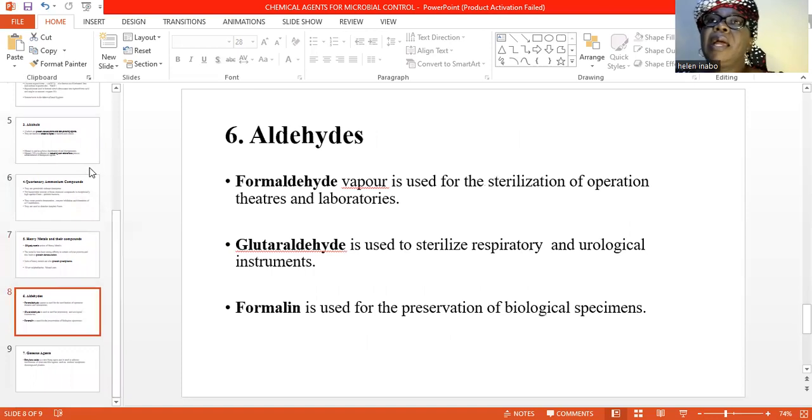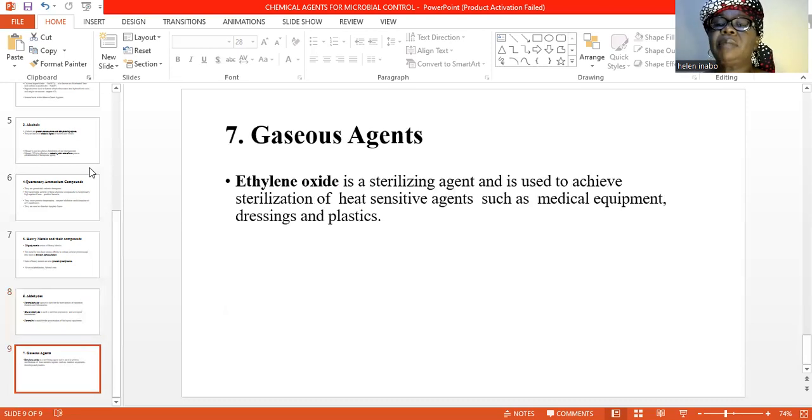Aldehydes are another group of chemical agents used in controlling microorganisms. We have formaldehyde vapor, which is used for fumigation of operation theaters and laboratories. Sterilization is achieved. Glutaraldehyde also is used to sterilize respiratory and urological instruments. And formalin, a solution of formaldehyde, is used for preservation of biological specimens.